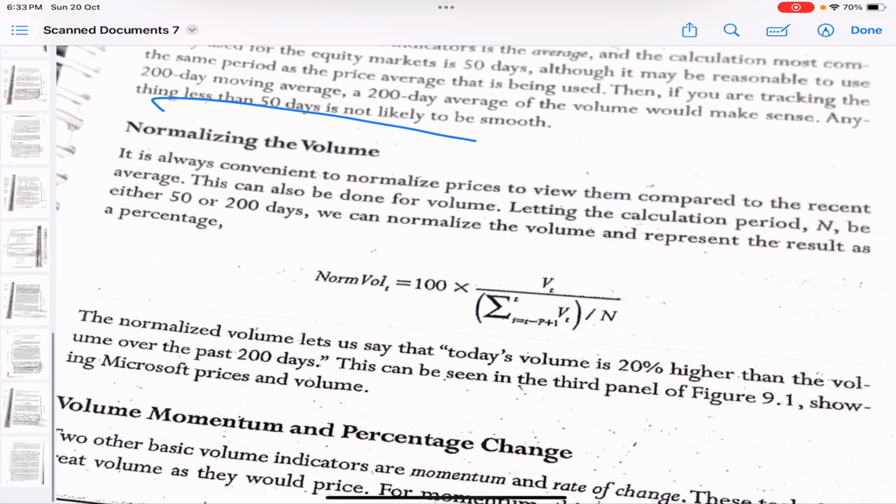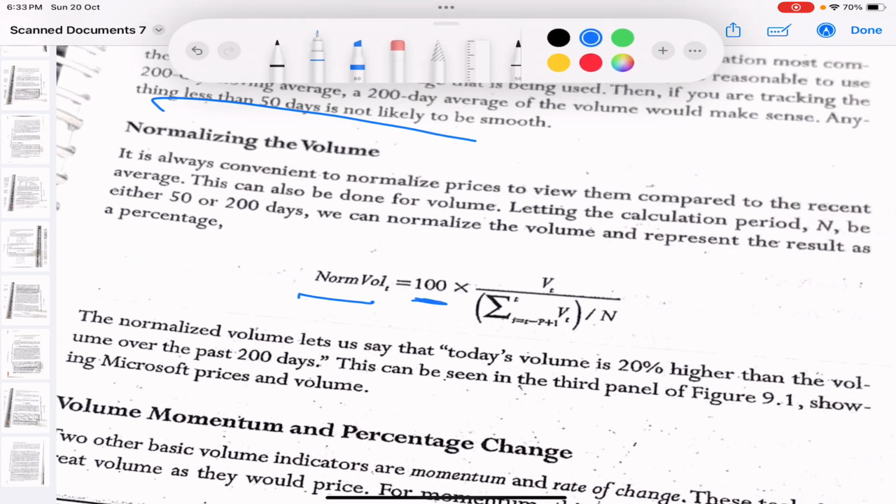Okay, so now let's see normalizing the volume. Normalizing, you know what normalizing is? First standard deviation. It is always convenient to normalize prices to view them compared to the recent average. This can be done for volume. Letting the calculation period N be either 50 or 200 days, we can normalize the volume and represent the result as a percentage. So what is the normal volume? Percentage, always it should be multiplied by 100, multiplied by Vt, which is the volume, divided by the summation of Vt from t minus n plus 1 to t, divided by N. So whatever the value is that you are going to divide by N. Just keep that in mind.